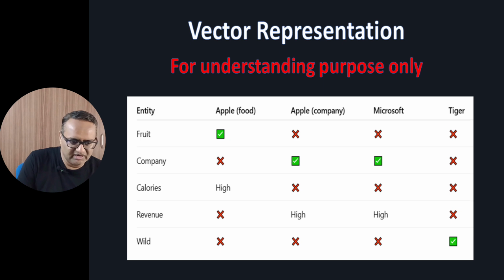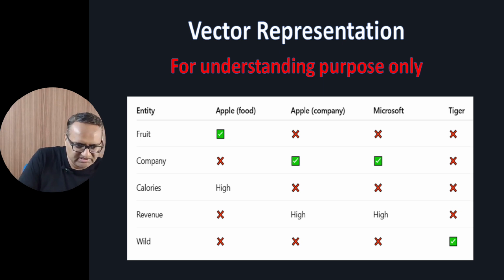For example, you have Apple, which is a food, Apple, which is a company, Microsoft, which is a company, and Tiger, which is wildlife. The spelling of the two Apples is the same, but the meanings are stored in the numeric coordinates. This is only for understanding purposes. This is not exactly how vectors are created or stored.